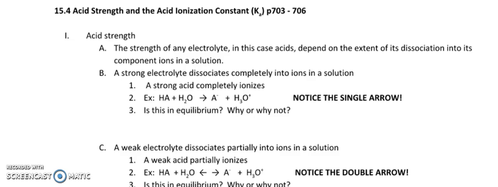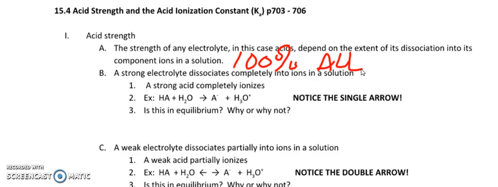Keep in mind, what do acids do? They donate the proton. So how much will the acid give up its H+? How much will the base accept the H+? So that's how this acid strength will be determined. So it says a strong electrolyte dissociates completely into ions in a solution. What does that word completely mean to you? It means 100%. It means all. None left over, all right? So all means all here. So a strong electrolyte will completely, 100% of the time, dissociate into the ions in its solution.